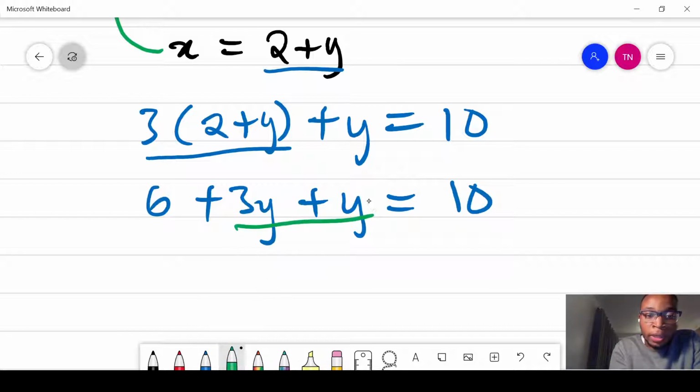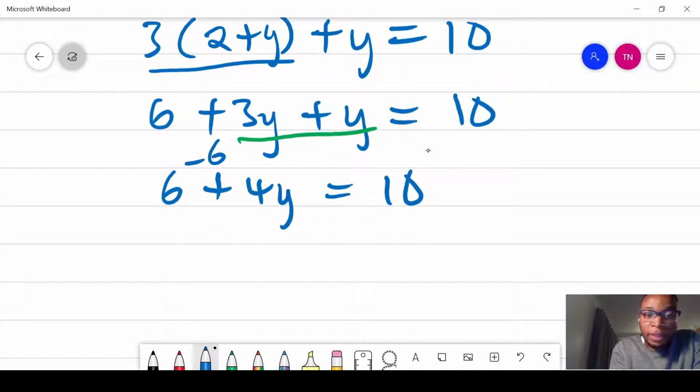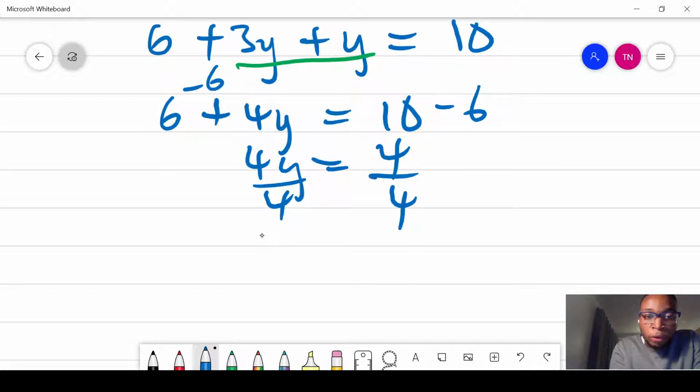Then you collect the like terms. So this becomes 6 plus 4y equals 10. Then you get rid of the 6 from this side by subtracting 6 both sides. Then you have 4y equals 4. Then you divide by 4 both sides. Upon dividing by 4 both sides, that cancels that. That becomes just 1 over 1.